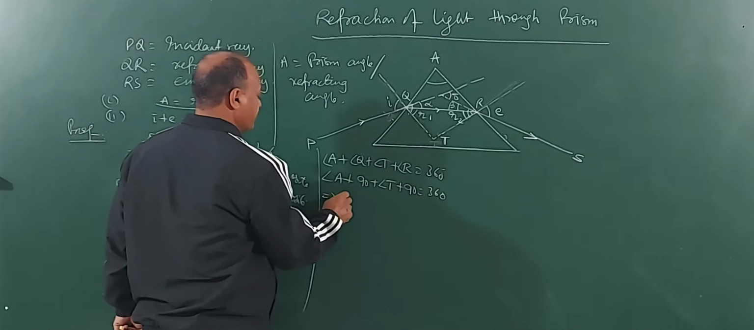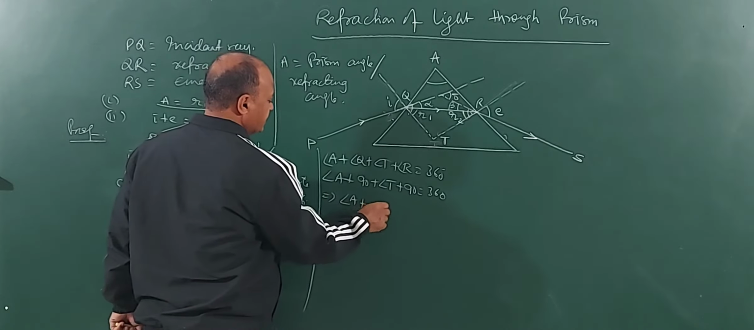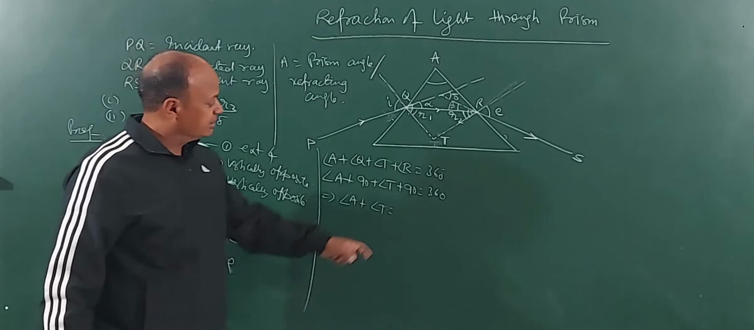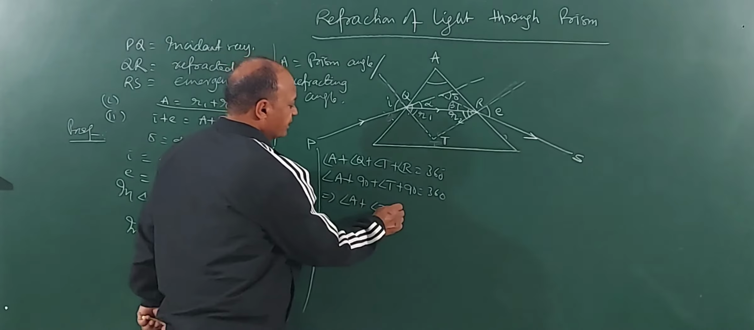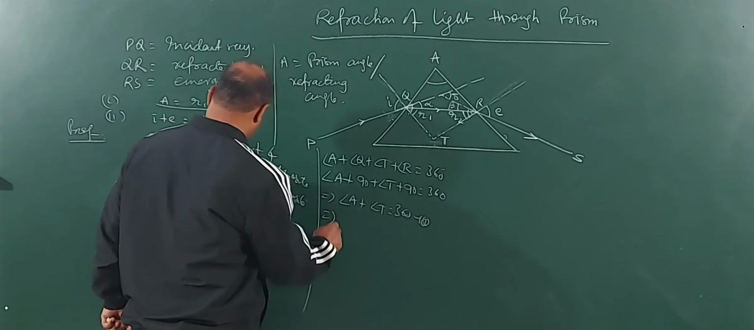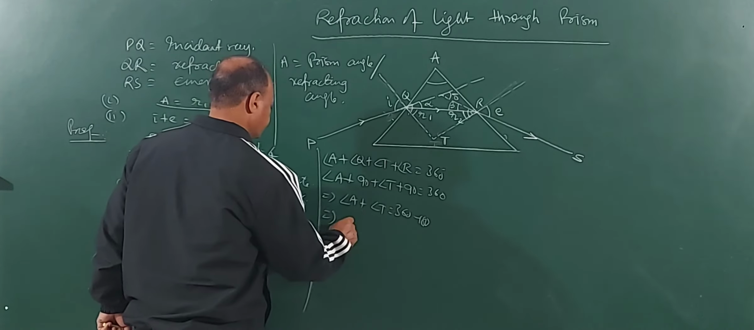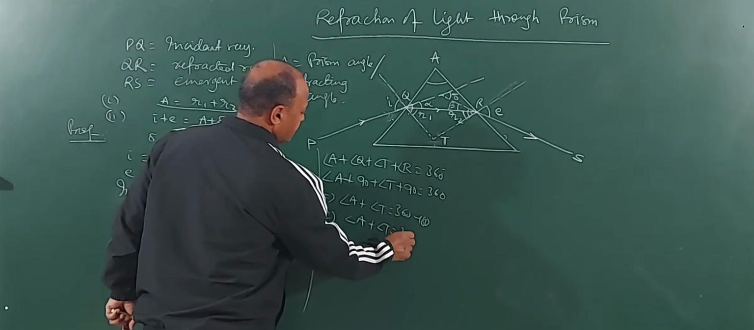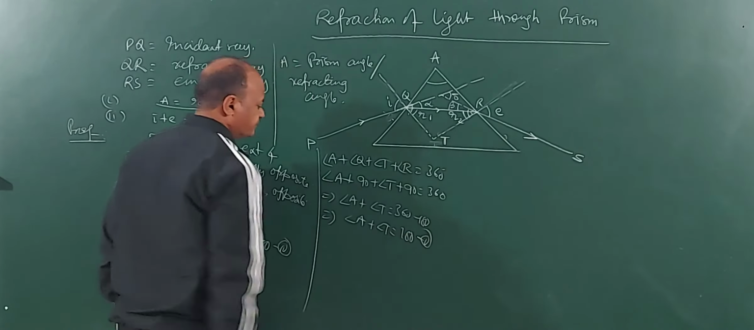If I simplify, children, then angle A plus angle T is equal to how much you have? 90 plus 90 is how much? 180. So, 360 minus 180. So, angle A plus angle T will be equal to how much here? 180. This is equation 5.